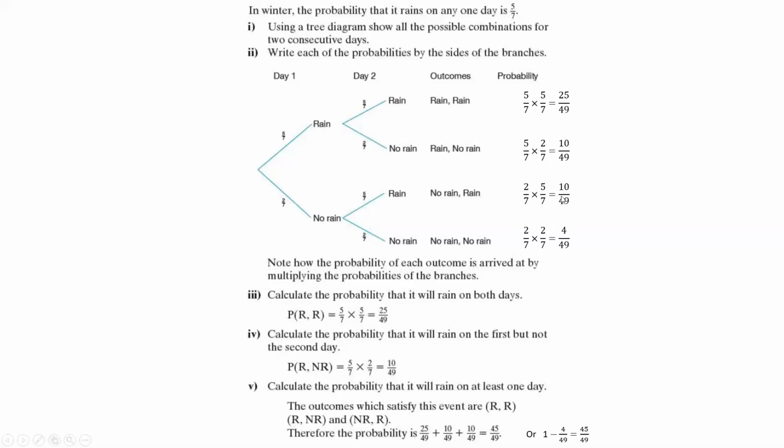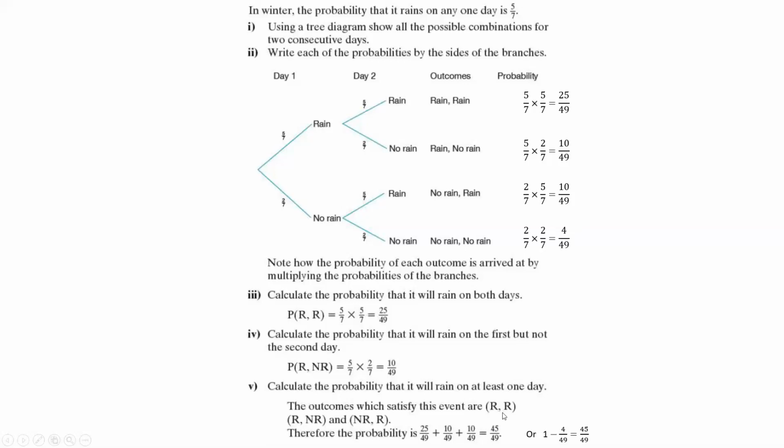So when you have these three, you need to add them together. That means 25 over 49, 10 over 49, and plus 10 over 49. Then only this is your answer. Okay, because we want at least one day is raining.